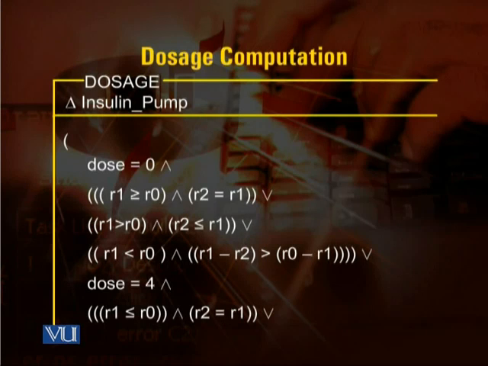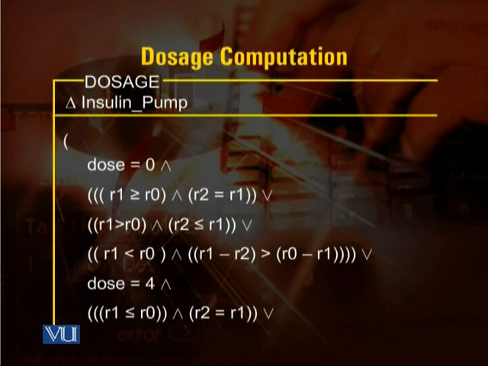Now we calculate the dose by comparing the current reading with the previous 2 readings. The current reading is R2 that we saw in the last predicate of the previous schema, in which we said R2 is equal to reading. So that is the current value that we get from the sensor. The previous 2 readings are going to be R0 and R1, and I'm going to show you how we get R0 and R1.